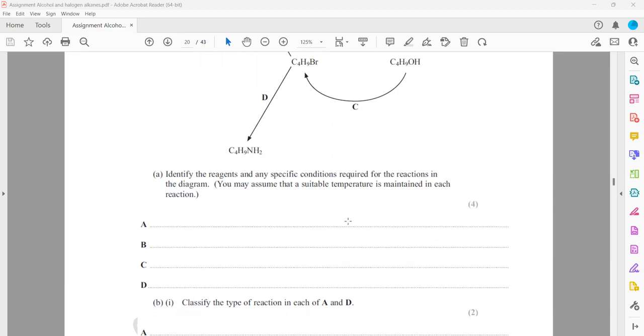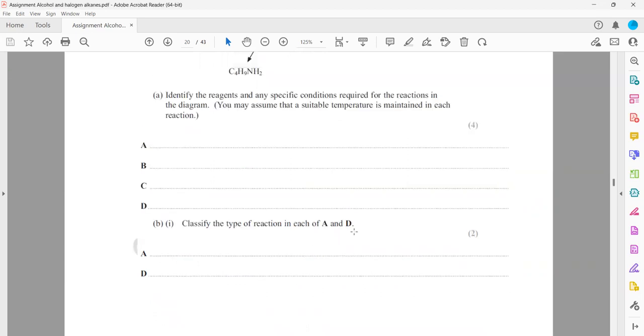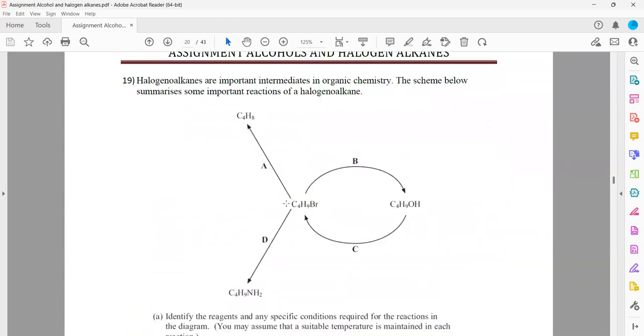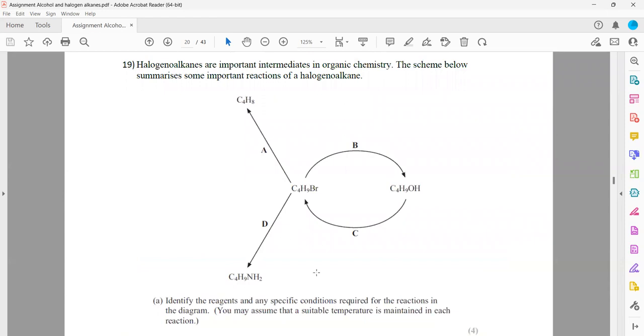So you have to memorize the reaction conditions for this, but the reagents you have to mention mainly. Classify the type of reaction in each of A and D. A is what? Elimination. And D is what? Substitution, nucleophilic substitution reaction. Nucleophilic is actually the mechanism, and the type of reaction is substitution. So if you just write substitution, that's fine for D.